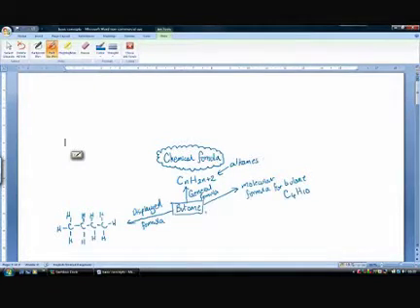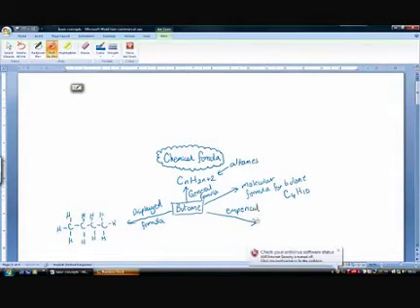There's also the empirical formula, which is the simple ratio of each element, the number of atoms of each element, the simplest ratio. So for C4H10 that would simplify to C2H5.